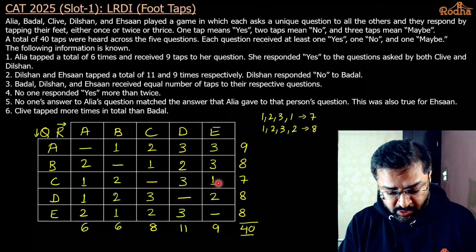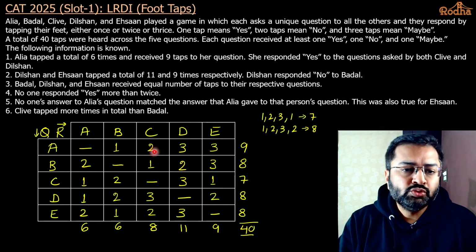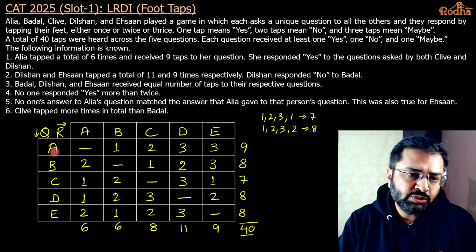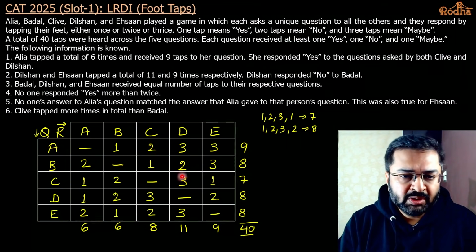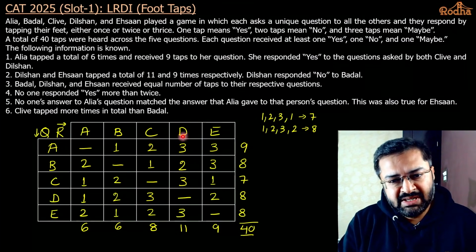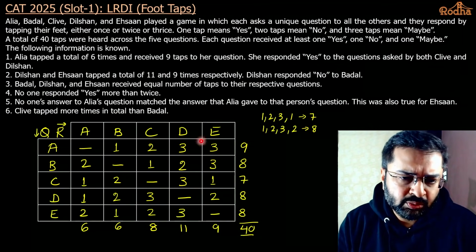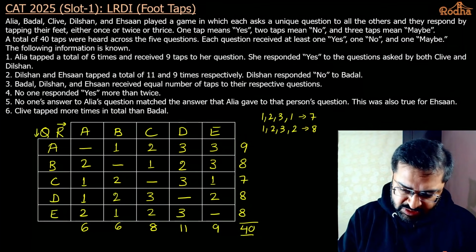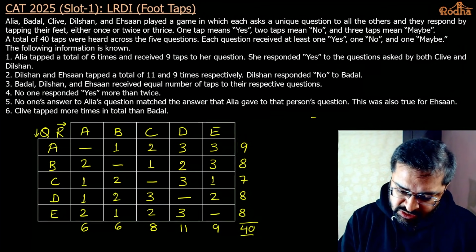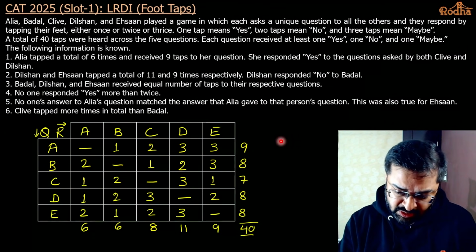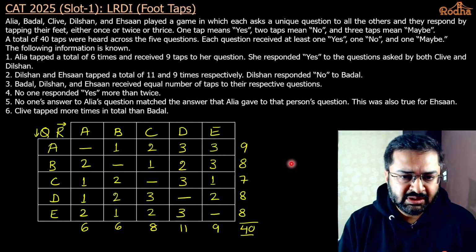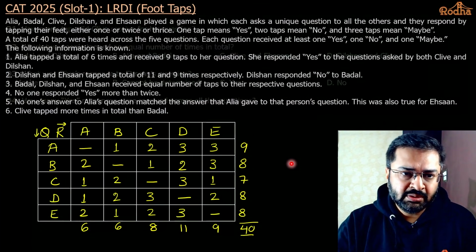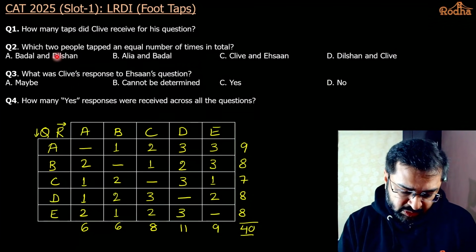And I hope you understand how we read this. This 2 means that C's response to A's question is no. This 3 means that D's response to C's question is maybe. You understand how to read this table. Now we can remove this as well and answer the questions using just this table, because everything satisfies here. Let me just get the questions on your screen. Right, so we have got the questions here.